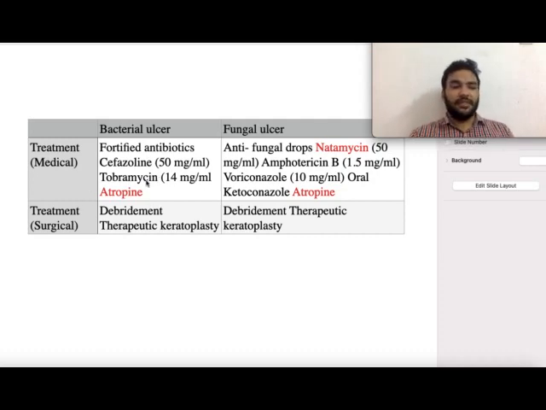So let's say a patient comes and you identify it's bacterial ulcer or fungal ulcer, and you give antibiotic drops or antifungal drops, but the patient will go to another doctor because there will be excruciating pain because of the ciliary spasm. So the patient should be given atropine drops. You should treat the cause and you should relieve the pain from the patient. That's when they'll be happy and they'll come to you again. Other surgical treatment would be debridement and then therapeutic keratoplasty.